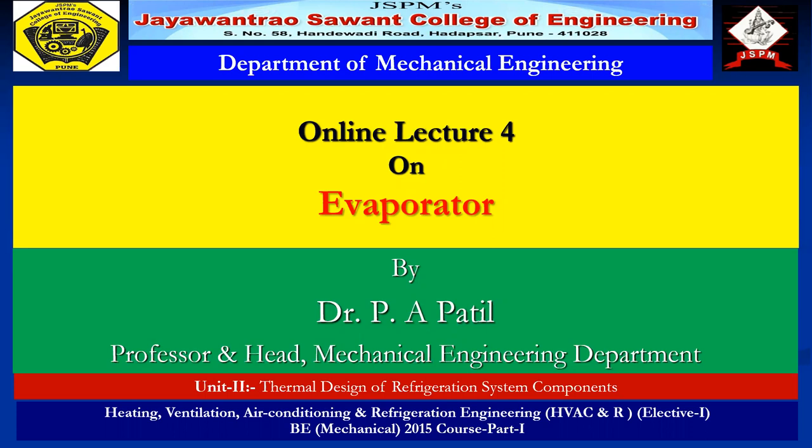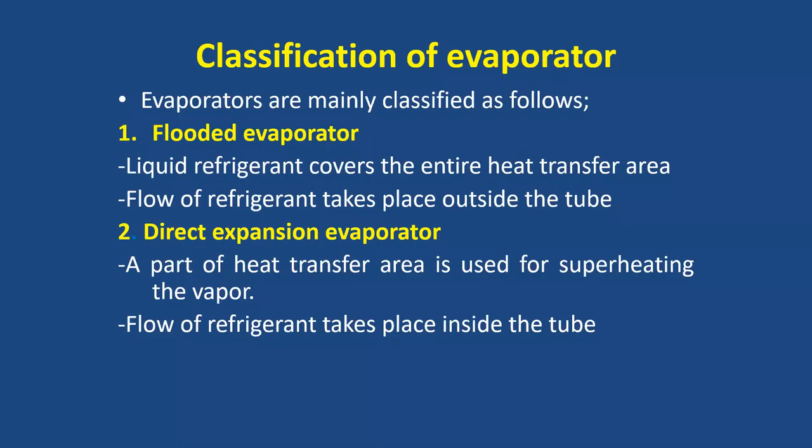In this lecture we are going to discuss the evaporator, which is the most important part of the refrigeration system, types of evaporators, and some design aspects of the evaporator. Evaporators are mainly classified into two types, that is flooded evaporators and direct expansion evaporators.